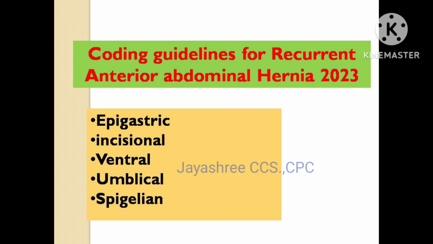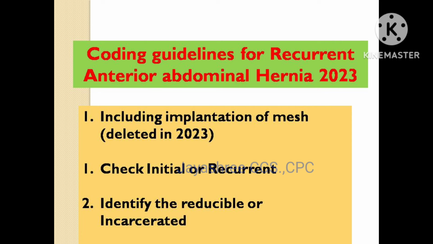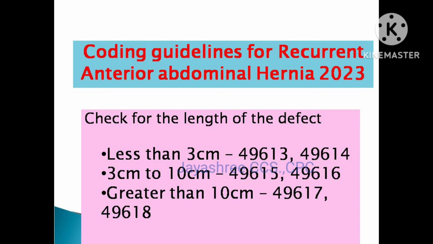The same points will be applicable to the recurrent hernia. So check for the site, whether it is epigastric, incisional, ventral, umbilical, etc. Then any approach, then implantation of mesh is included, so that code was deleted in 2023. Then check whether it is initial or recurrent, then identify whether it is reducible or incarcerated. Then finally we need to check the length of the defect, based on three types of centimeter.